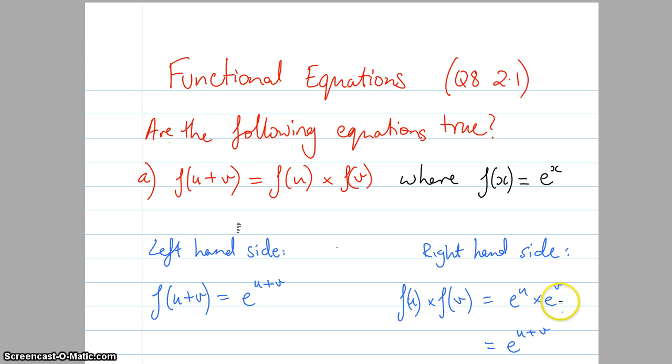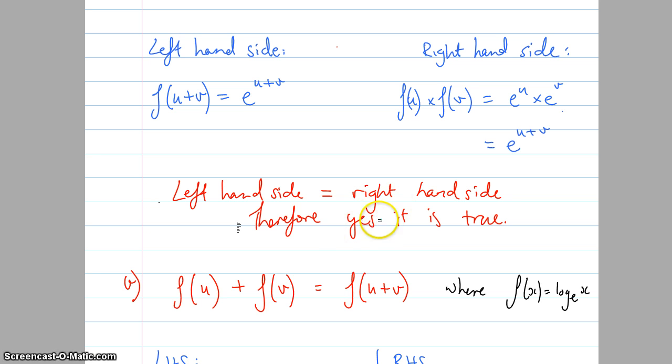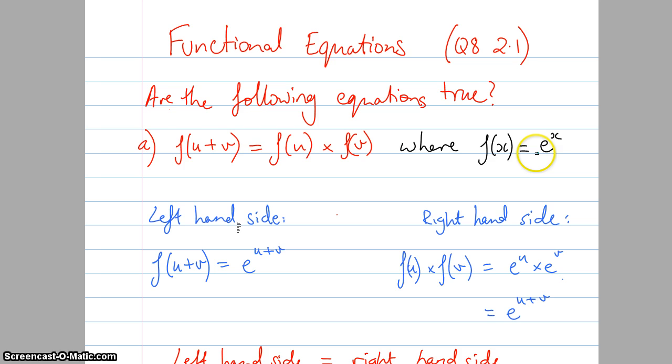Now when you multiply two exponentials together, if they're the same base, then you add the powers. So as we can see, the left hand side does actually equal the right hand side, and therefore this equation is true. So when f(x) = e^x, then this functional equation is true. It does work. It won't work for, say, a linear graph. It won't work for a truncus or any other graph. It would only work for this function here.